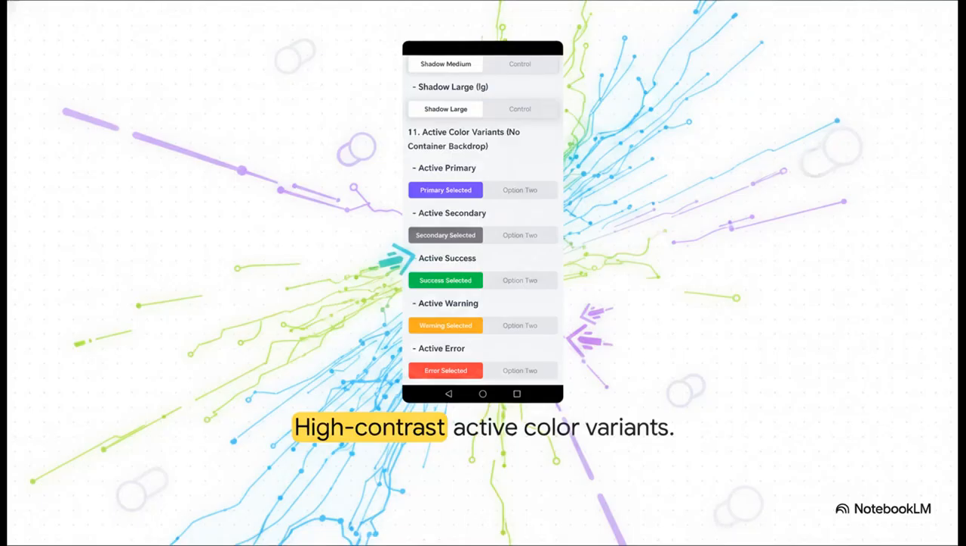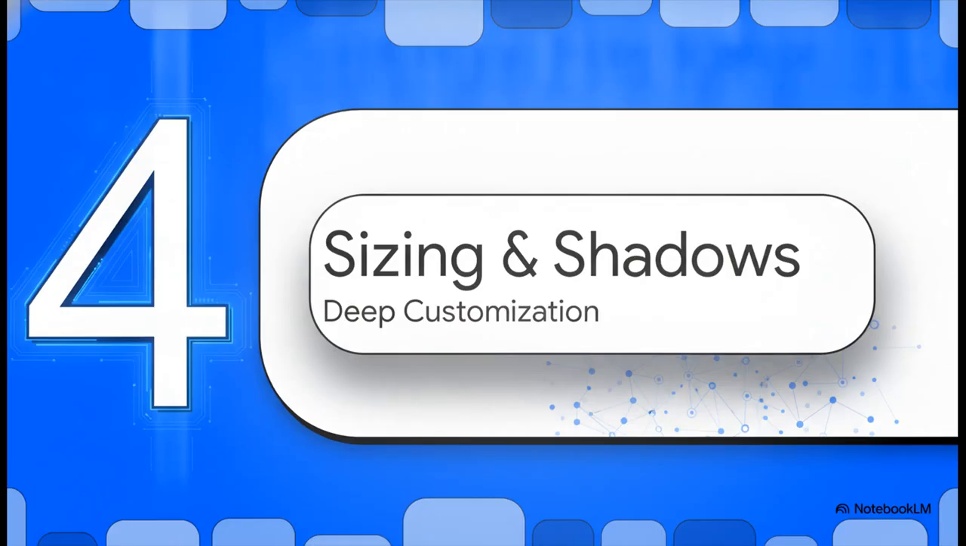Also, by setting the general background color to transparent, those active states create a really beautiful, high-contrast visual pop. Just picture the bold green of a success state or the super vibrant red of an error state. Meanwhile, the inactive options just remain a subtle, muted gray. It's a great pattern because it directs the user's attention exactly where it needs to be, without overwhelming the screen.